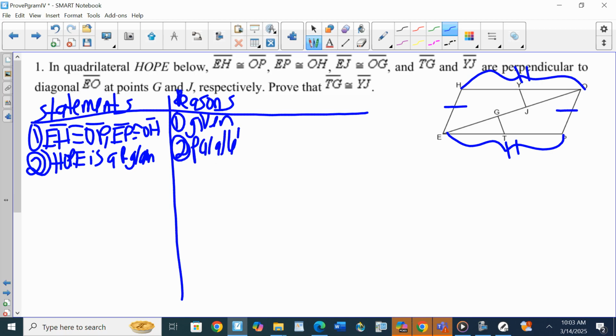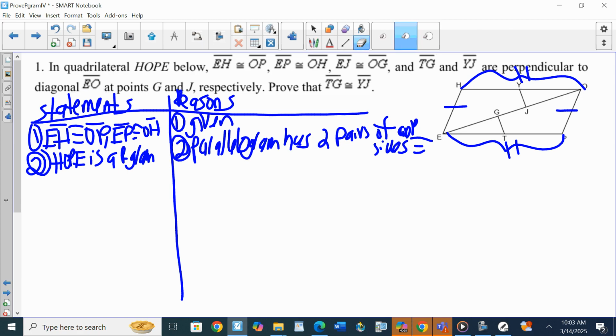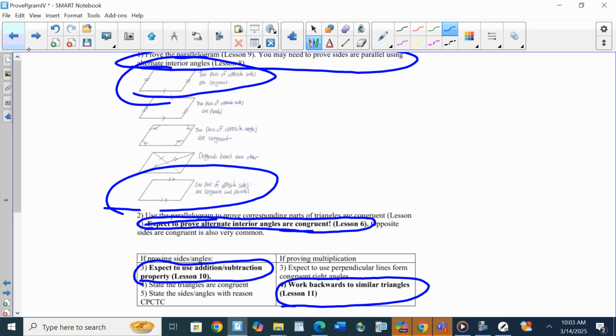Parallelogram has 2 pairs of opposite sides congruent. That just was a little too messy for me. Of opposite sides congruent. All right, so now that I have the parallelogram, we're going to use the parallelogram to get corresponding parts of my triangles. Expect to prove alternate interior angles are congruent.